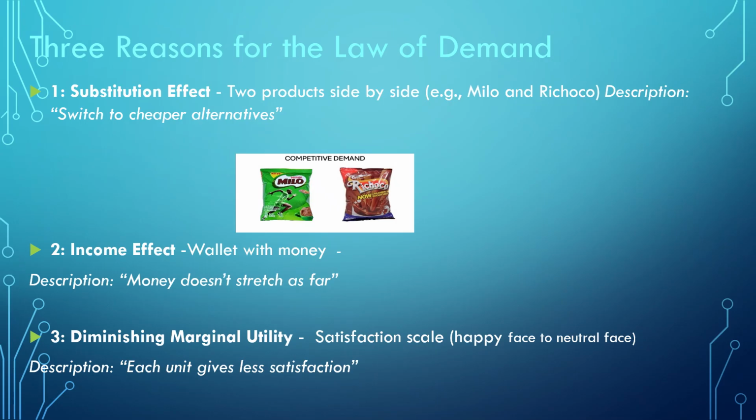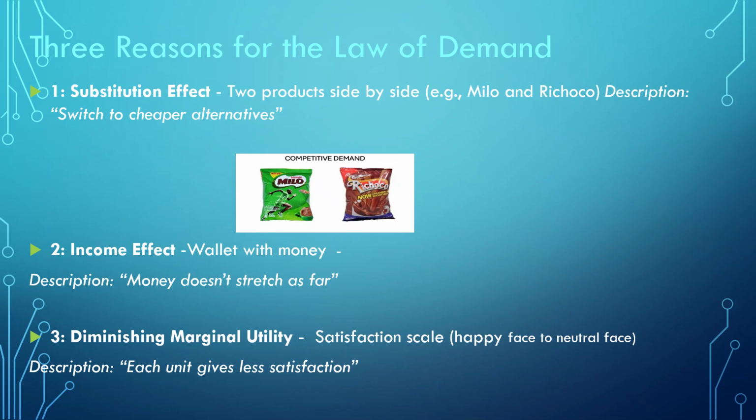We call this diminishing marginal utility. Marginal means additional, and utility means satisfaction. So marginal utility is the satisfaction from one more unit. Now, here's how this relates to price. When prices are high, you only buy what gives you the most satisfaction. Maybe just 1 or 2 cups.